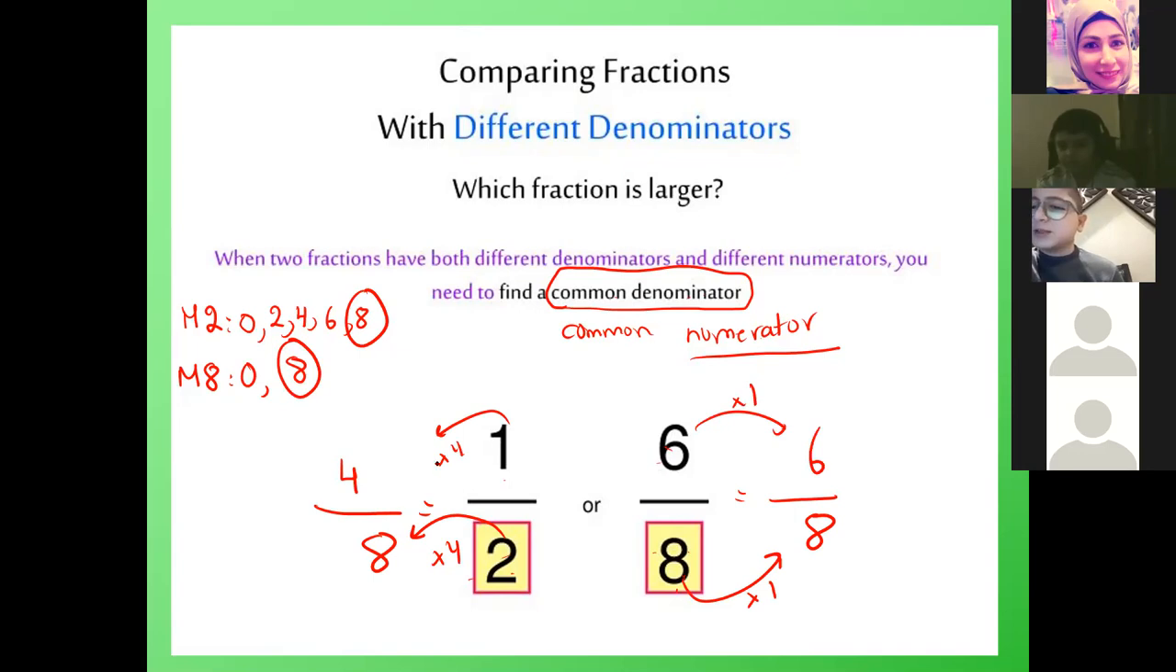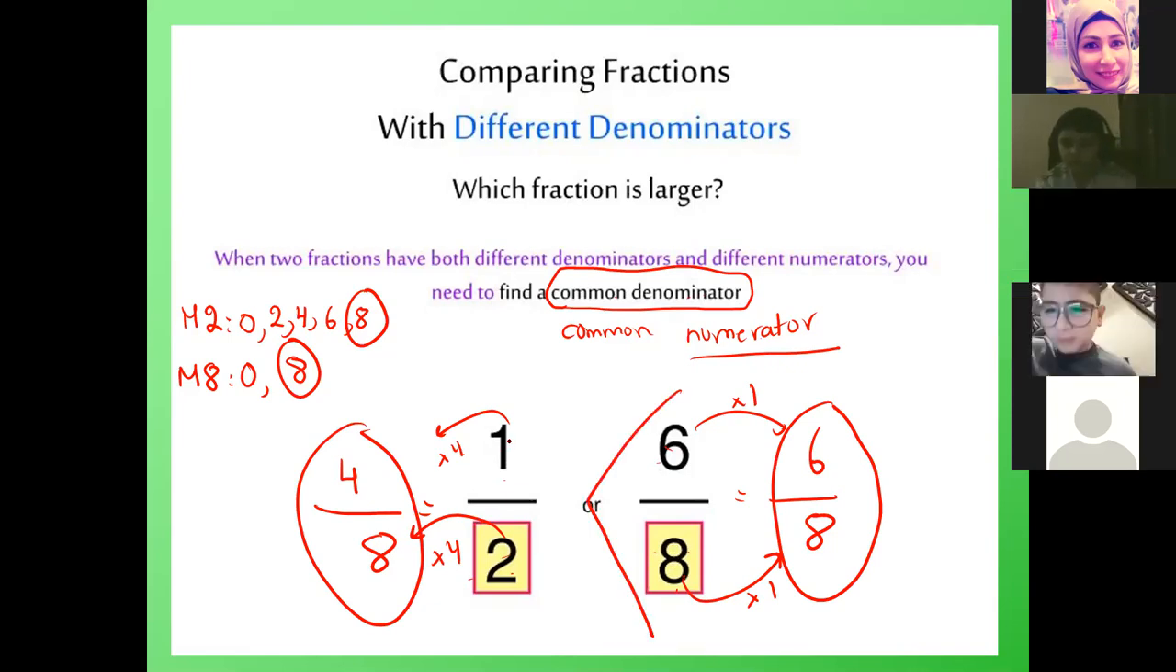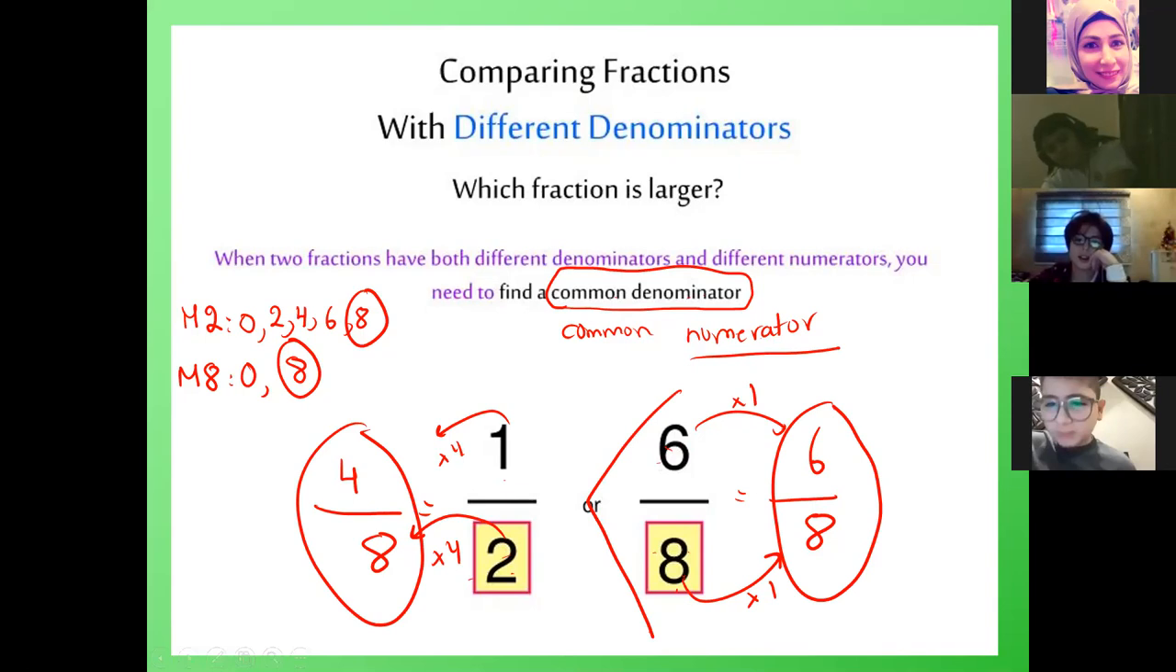Now we just compare: 4 over 8 and 6 over 8. Which one is the biggest? 6 over 8. So 6 over 8 is bigger than 4 over 8, which is 1 over 2. Now we can compare them because both have the same denominator, 8. Six is bigger than four, so the second fraction is bigger than the first one. Is it clear? Okay, let's do more examples.